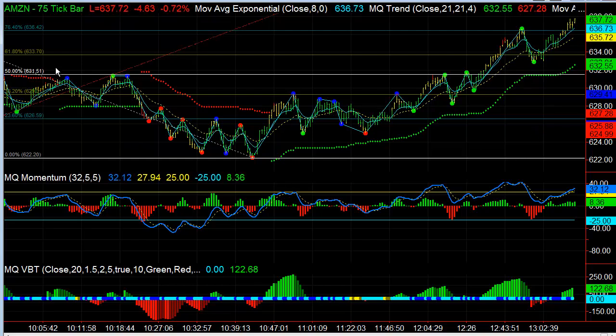Again, as long as the stock moves, we have the opportunity to make money every day, provided we use Fibonacci levels, we use, in this case, MQ pivot trend, we use MQ trend dots, we use MQ momentum, and we watch the VBT squeeze indicator. A lot of different tools used together to complement each other's strengths and negate the weaknesses gives us a lot of great opportunities to trade.